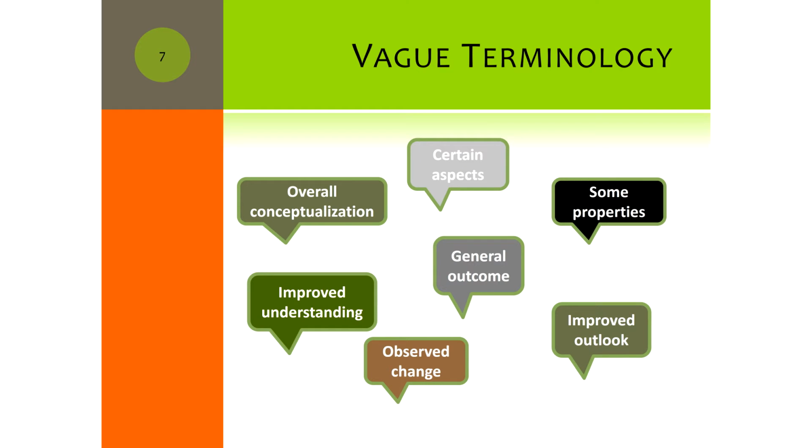Vague terminology. In child language, we say the thing and stuff words, but certain aspects, that's not too specific. Some properties, a general outcome, the overall conceptualization, improved understanding, observed change, improved outlook. These might be big picture things that can happen, but when you start to use terms that aren't real specific, it's good for you to think, is there something more specific I could say than the more general thing?